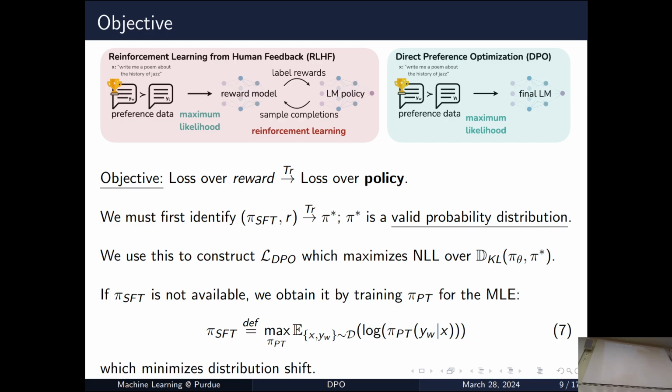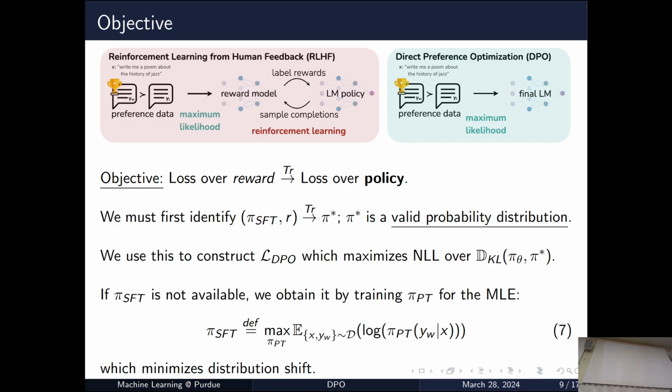Now if we are able to create this transformation, our problem is solved, because we just perform MLE over this to get the optimal model. That is supervised with the preferences embedded. So this process is getting pi star from pi SFT and the optimal reward model.